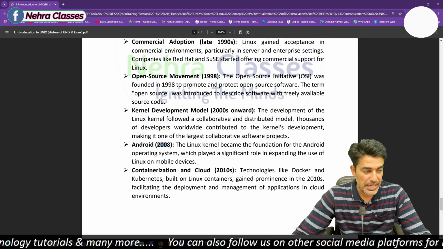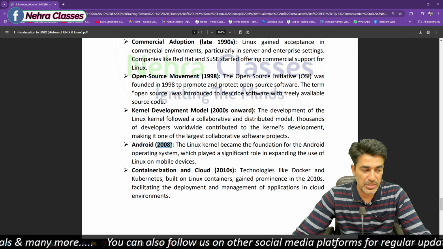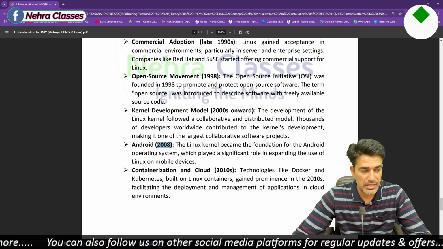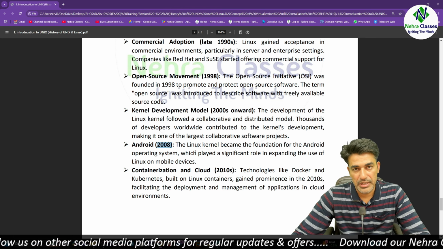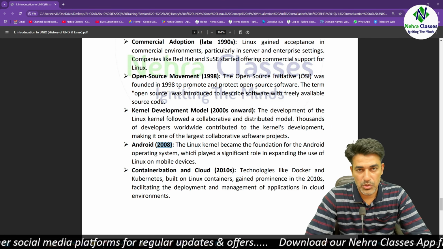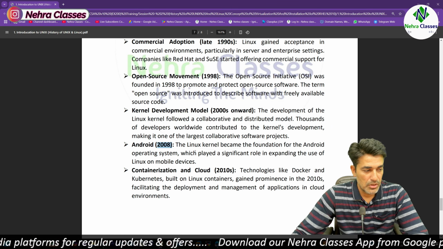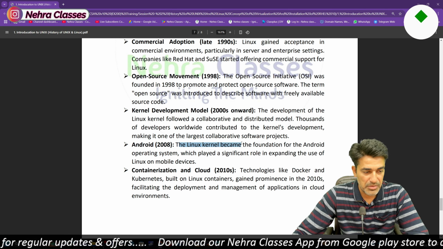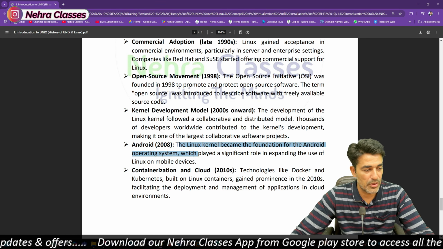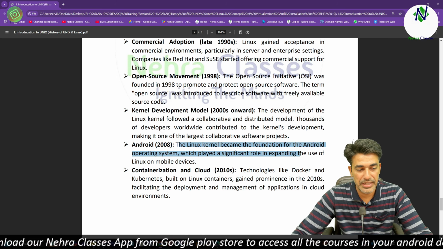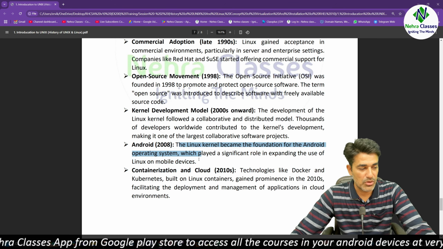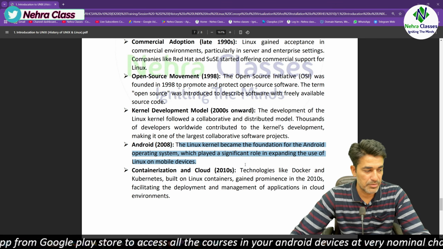In 2008, Android came into picture. Again, Android is based on the Linux kernel and it is very popular in today's world as well. So the Linux kernel became the foundation for the Android operating system, which played a significant role in expanding the use of Linux on mobile devices.